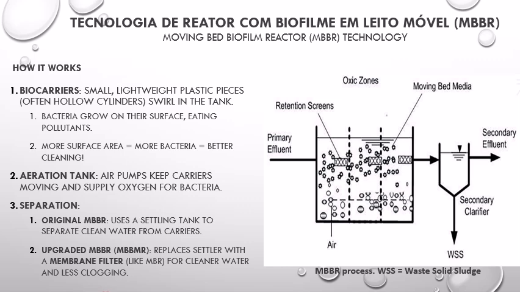Air pumps keep carriers moving and supply oxygen for bacteria. Just like emphasized already, it uses flowing plastics coated with bacteria to break down wastewater pollutants. It's actually compact and efficient, and it can also be upgraded using a membrane, and when this is done, it's the MBMBR because of the membrane. If it's not done, if it's just the traditional MBBR process, a settling tank is used in that case to separate the clean water from the carriers.